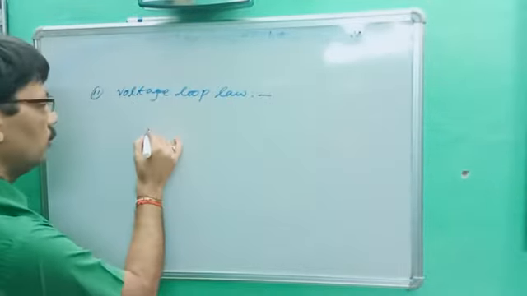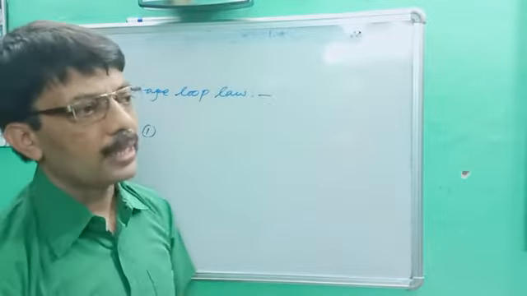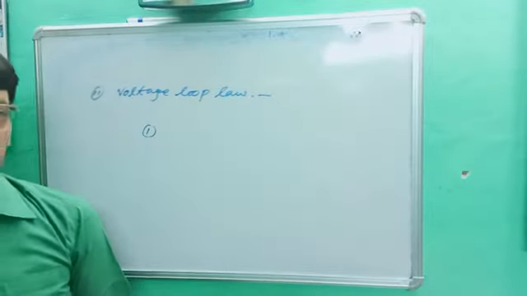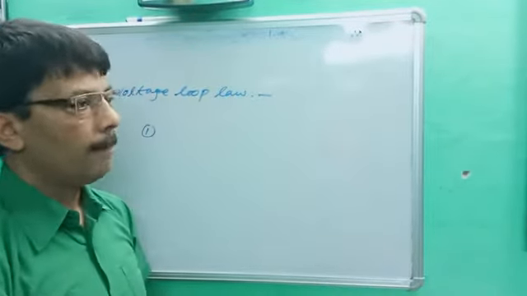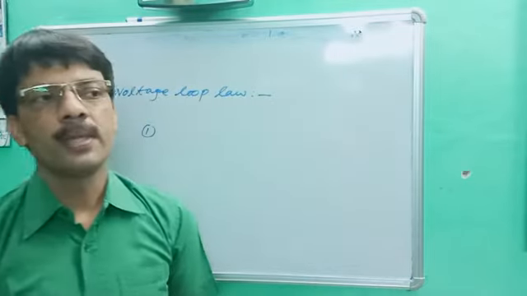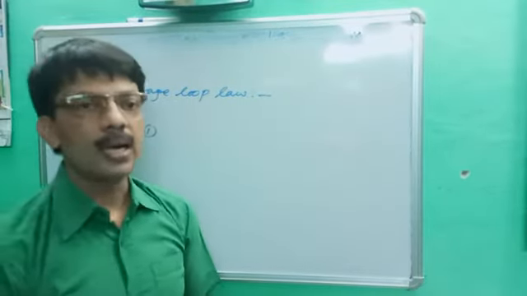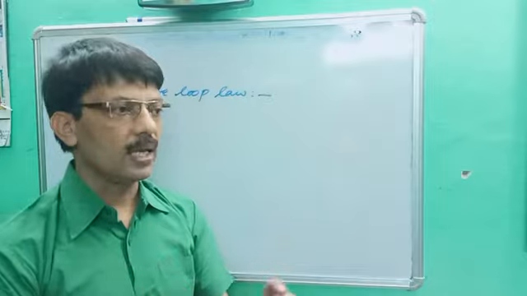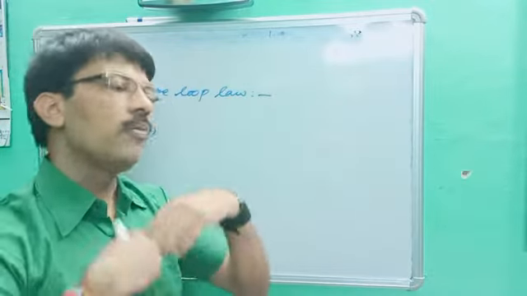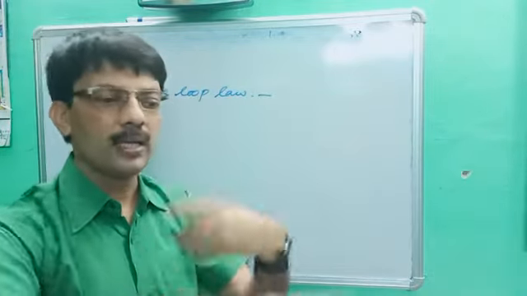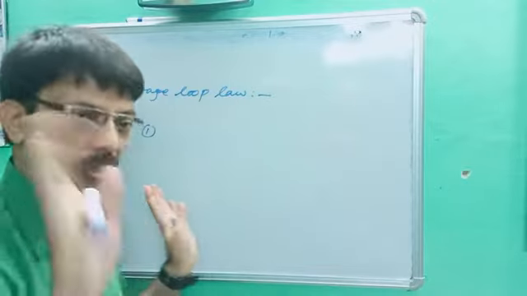First rule: we can select the loop clockwise or anticlockwise. Note down. We can select the loop clockwise or anticlockwise, whichever you want. If you want you can take clockwise, if you want you can take anticlockwise, both answers will be the same. This is the first rule.